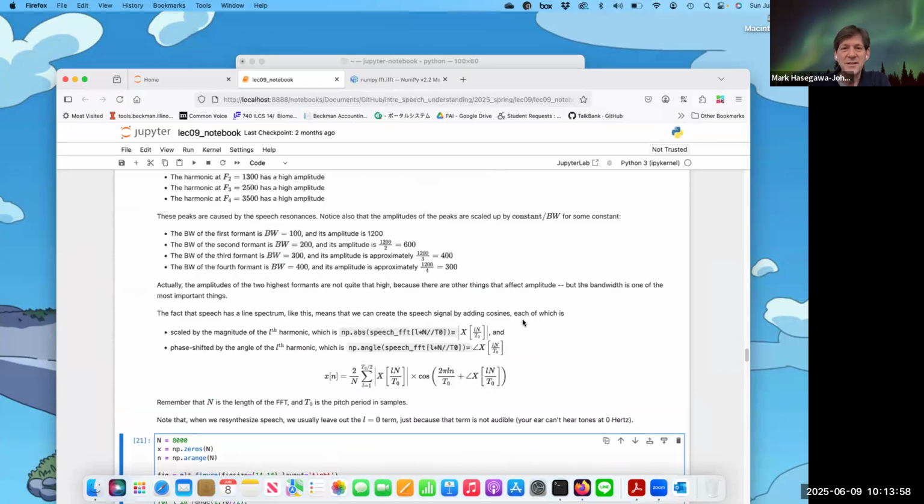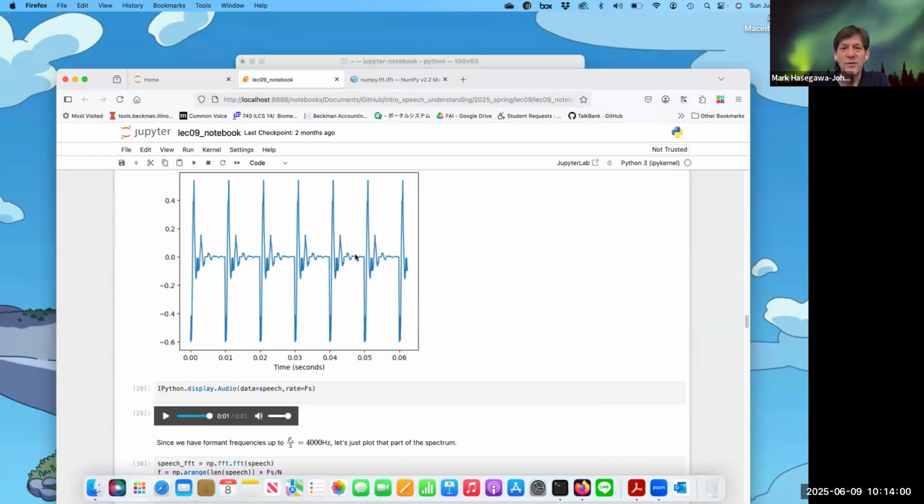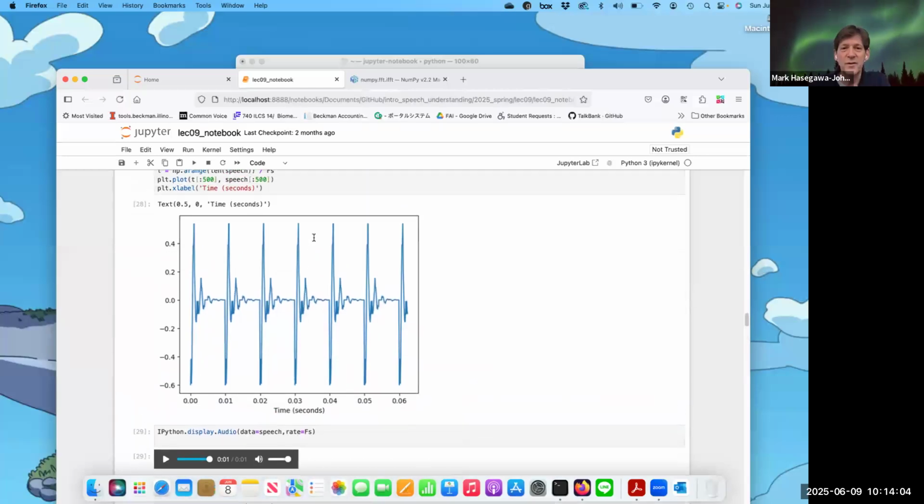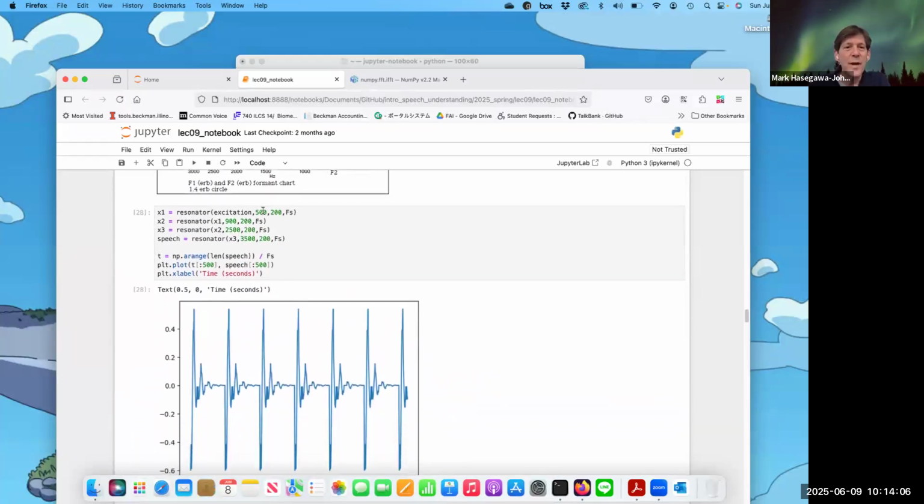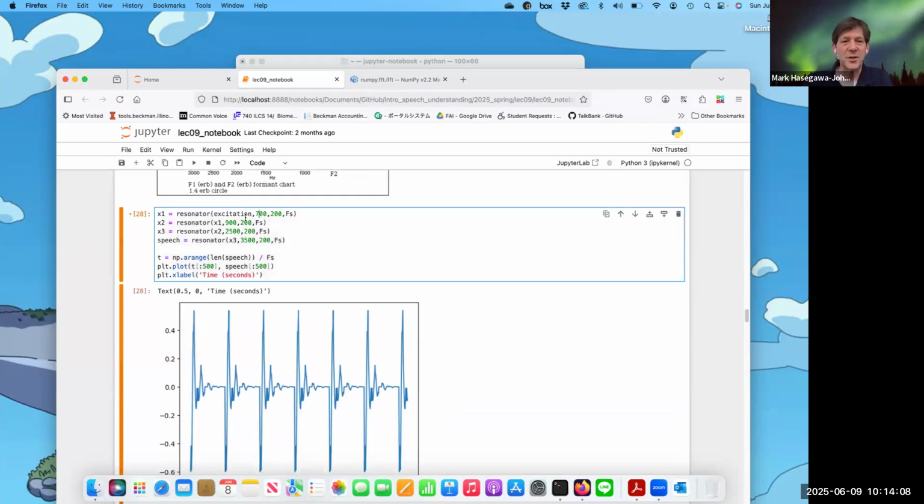The phase shift actually is not so interesting. It's not so important for the time. It's not at all important for the spectrum, but it is kind of important for the time domain signal. Let me go back to the awe that I started with so that I can show you the difference between a time domain signal that has the correct phase and one that has the incorrect phase.